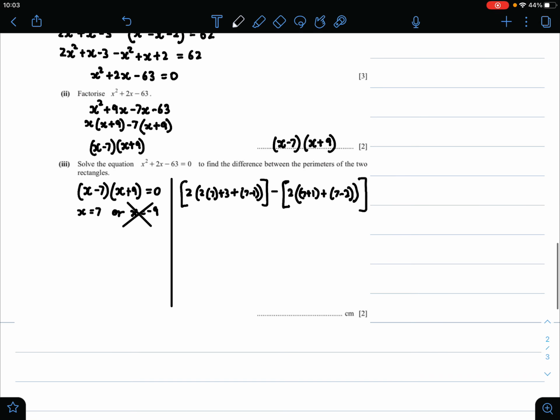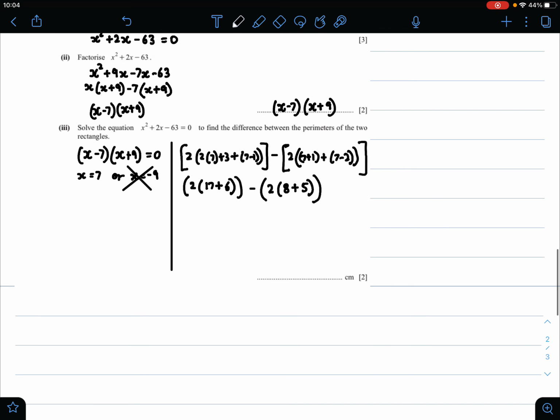So let's simplify this now. So it would be 2 times 7, which is 14, and 14 plus 3 is 17, and 17 plus 7 minus 1, which is 6. So this would be your perimeter for the first rectangle, minus 7 plus 1, which is 8, plus 7 minus 2, which is 5.